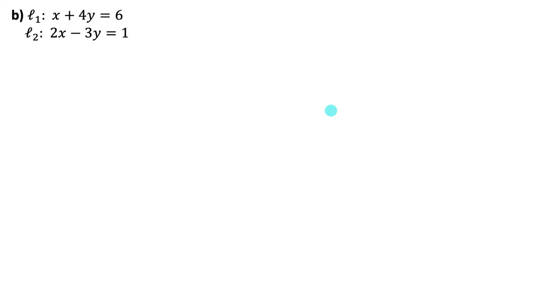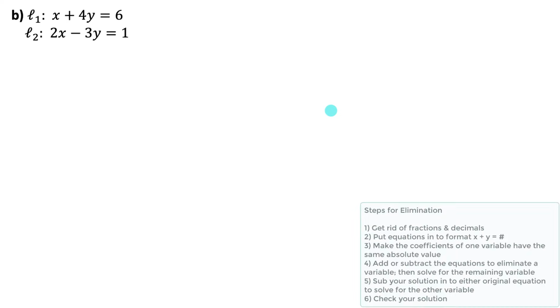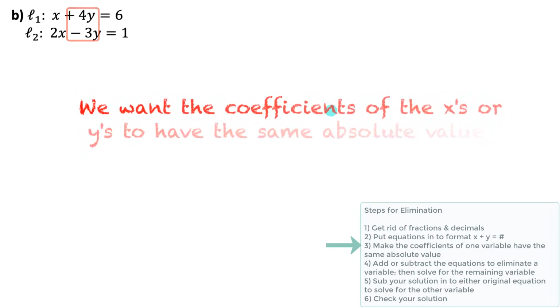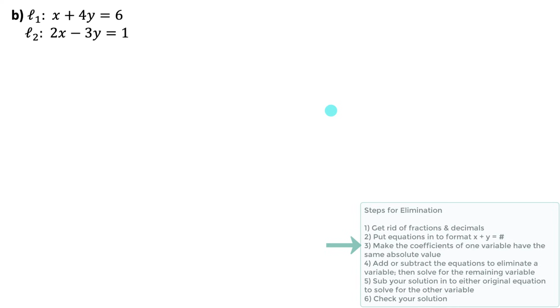Let's move on to our second example, part B. If we follow the same steps, step 1 tells us to get rid of any fractions or decimals. We don't have to worry about that for either of these equations. Step 2 tells us to get the equations in the proper format. We want x and y on one side, the constant term on the other. Both equations are already in that format. Step 3 is where we're going to have to do some work. We want either the x's or the y's in both equations to have coefficients that are the exact same absolute value. And when I look at these two equations, neither the x's or the y's have coefficients that are the same absolute value. So we'll have to do some multiplying to make them be that way.